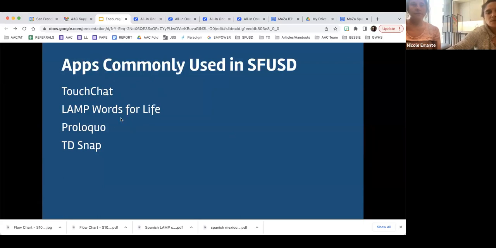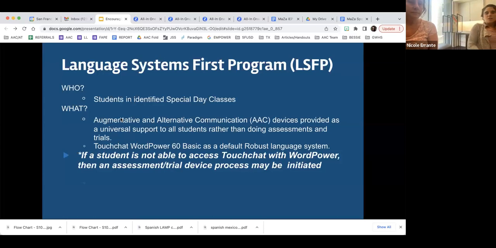Many of you probably already know these are the most common apps in SFUSD. Okay, the Language Systems First program is something new this year. It's for students in identified special day classes: Star King, Paul Revere, Preschool, Grattan, Preschool and K-2, and Glen Park. We did not choose these schools. They were chosen by administrators, and they're all autism focused, mod severe special day classes. Every single student in those classes will have an AAC device dedicated to them, and the teacher will have one. Also, the devices will all be set up with TouchChat Word Power 60.